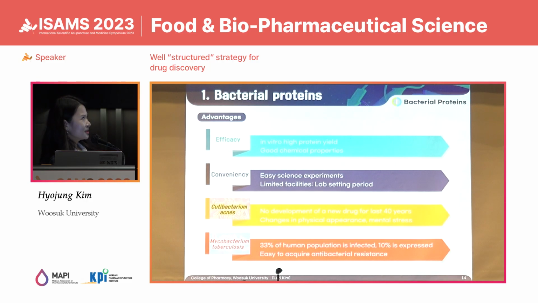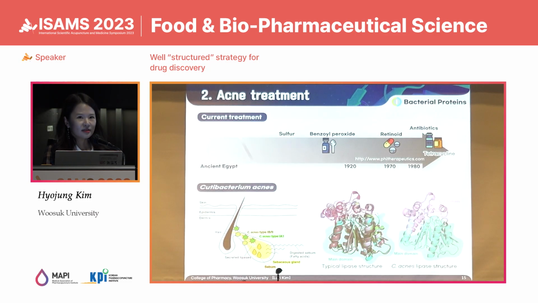So among these bacteria, my interest is in Cutibacterium acnes and Mycobacterium tuberculosis, and they both have some things in common. They are really widely spread in our society, and they both easily get antibiotic resistance. So my first target is C. acnes that causes the acne symptom.